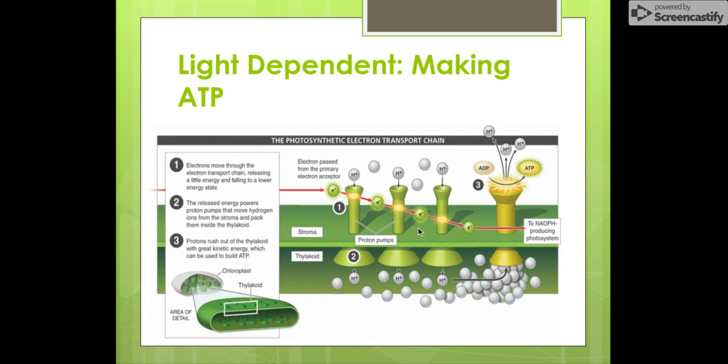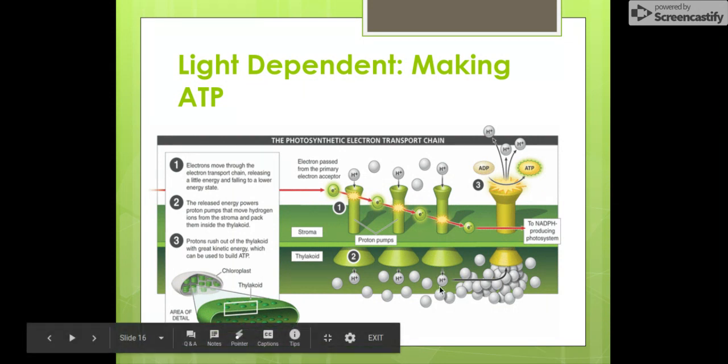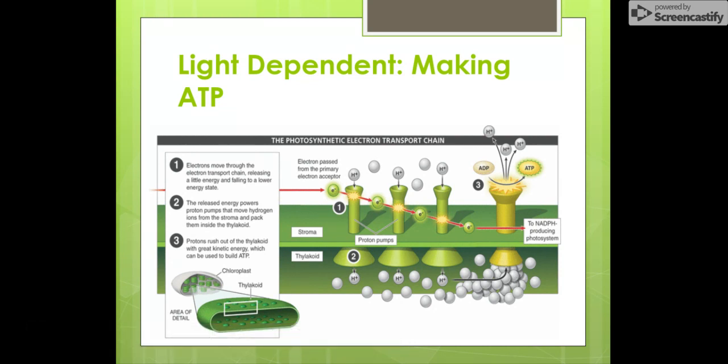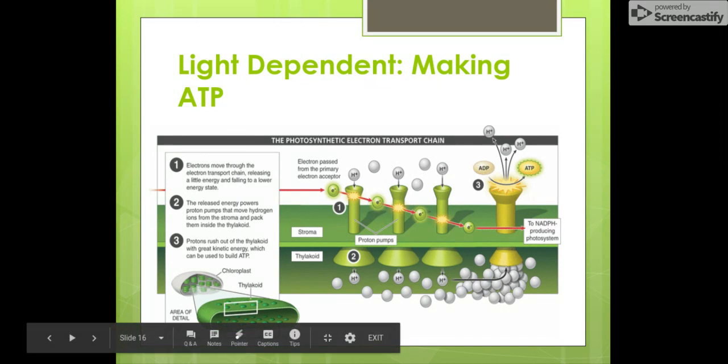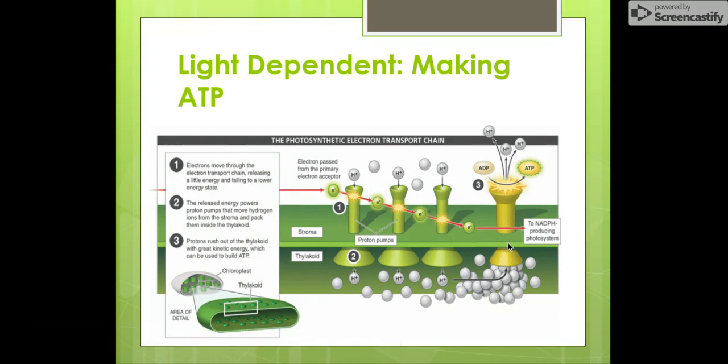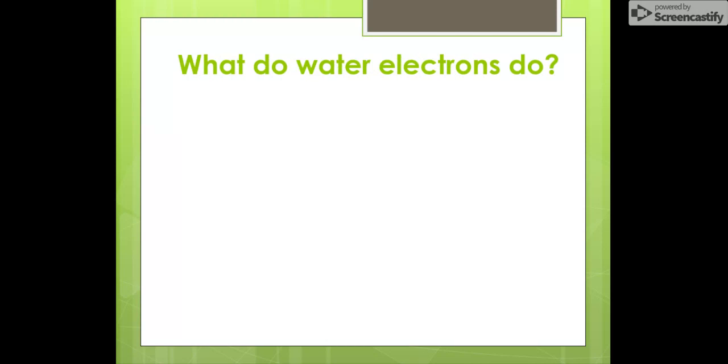So we're pumping hydrogen ions into the thylakoid. And so because there are so many inside, they naturally want to flow down the concentration gradient, right? That's diffusion. That's how this works. So we have this ATP synthase, this enzyme that these protons will flow out of. And as they do this, as they move down this concentration gradient, we utilize that to make ATP.